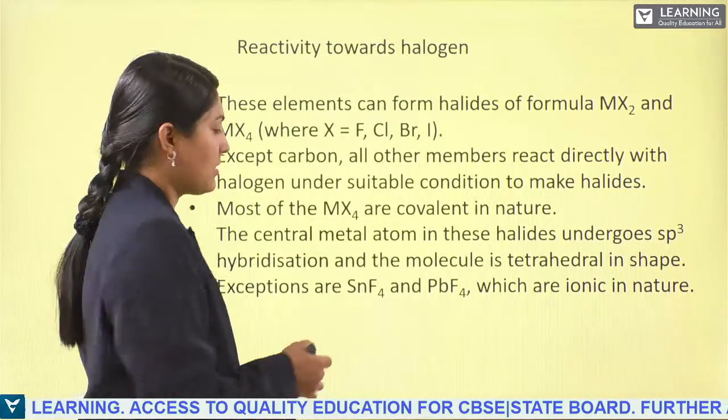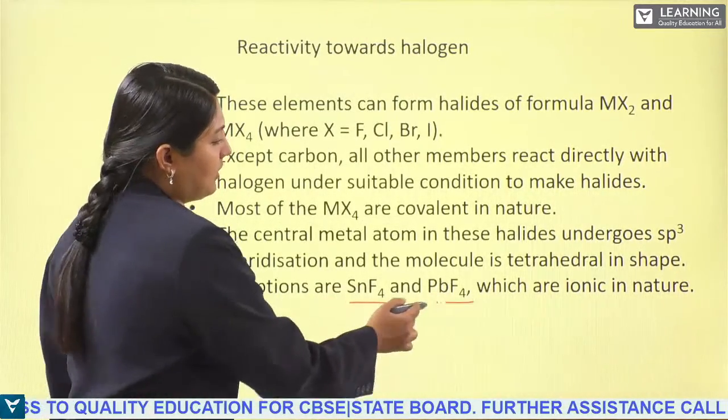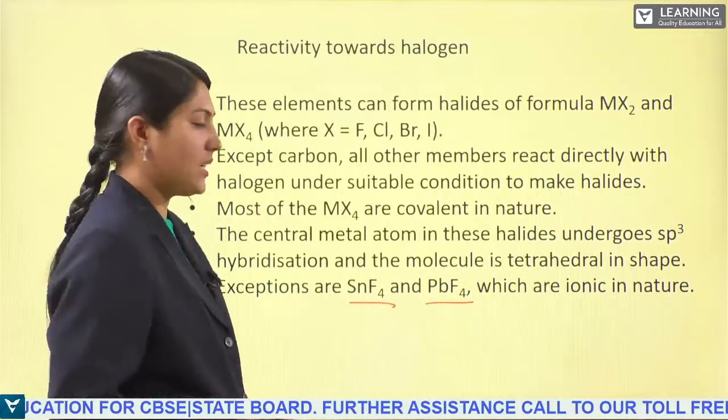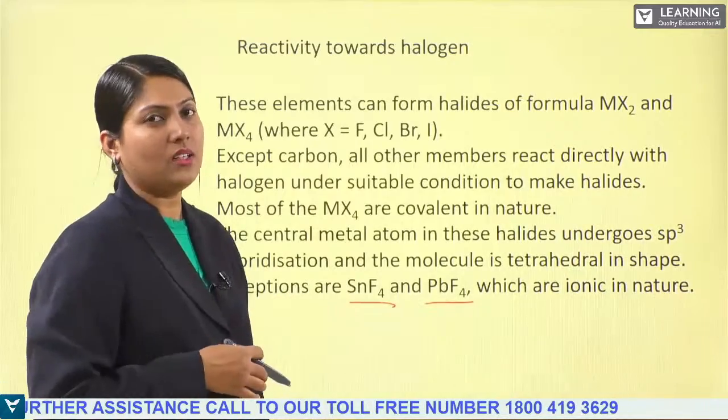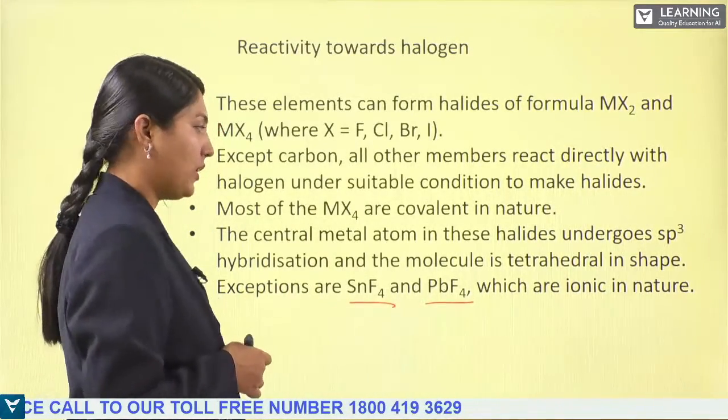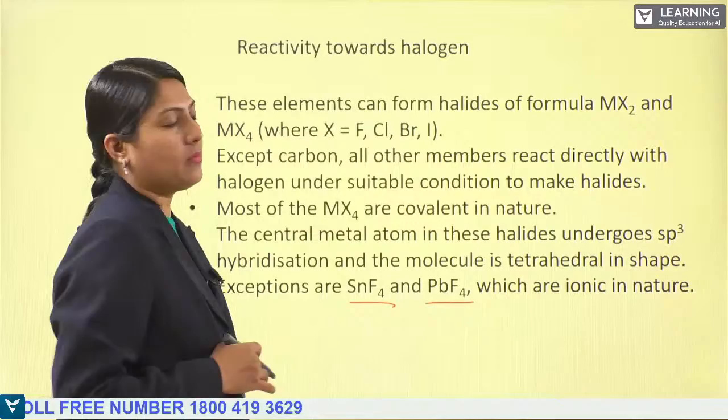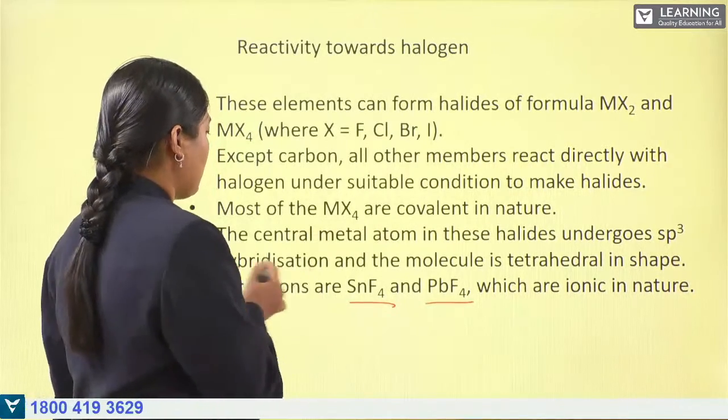Exceptions are stannous and lead, which are ionic in nature. As we said, they are amphoteric, so their properties change slightly. They are ionic in nature, whereas the other elements will have the covalent form.